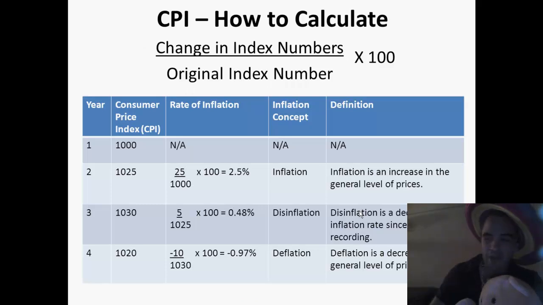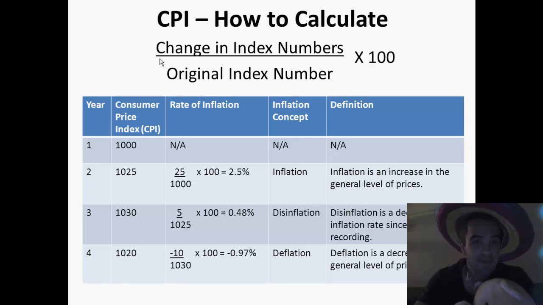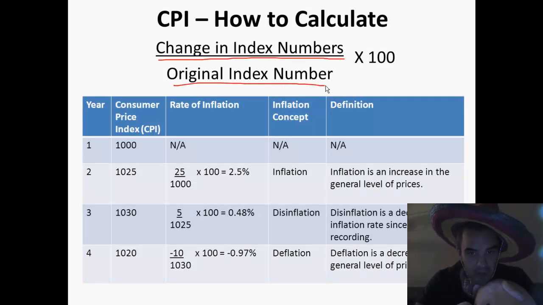So, how do we calculate our consumer price index? Essentially, we want to calculate the rate of inflation. So, what we have here is a formula. It's the change in index numbers over the original index number times 100.